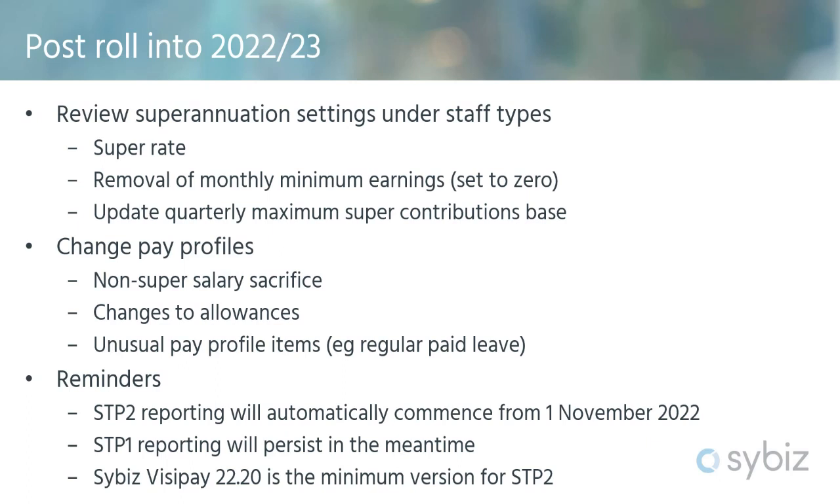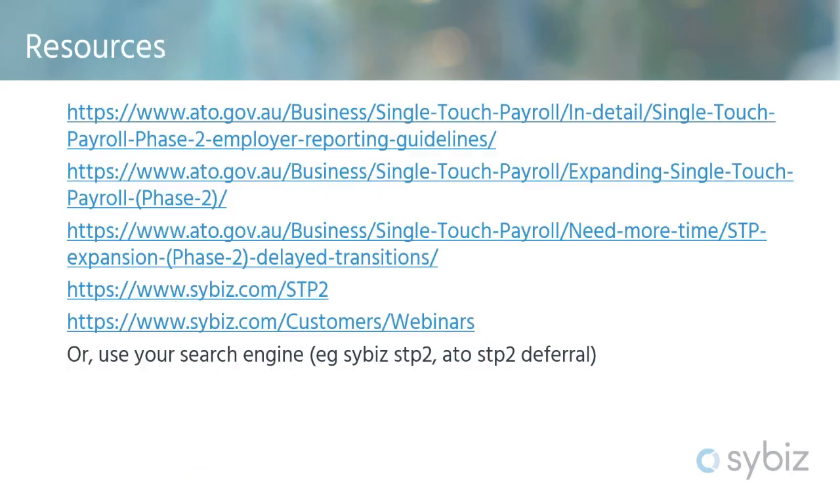And yeah, we've worked pretty hard to make that as easy a transition as possible, particularly now that we're doing it partway through the year for you. And again, 22.20 is the minimum version that you need for STP2 reporting and a number of other things as well. So we do recommend that you get onto that version as soon as possible.